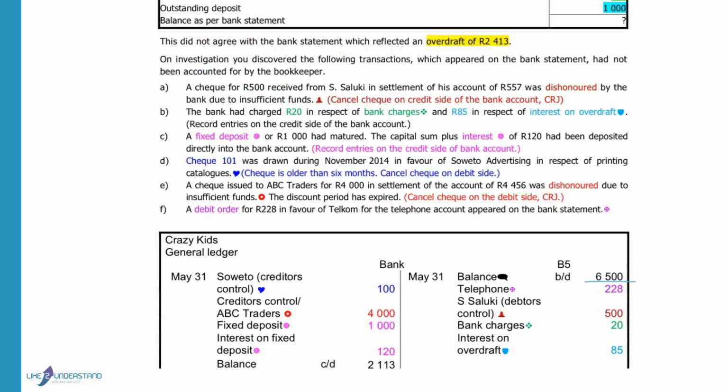This balance in the bank account, when he calculated the figures after he completed the bank recon, does not agree with the bank statement that reflected an overdraft of 2,413. So at the end of May, according to the bank statement, we have an overdraft of 2,413, and we will start our bank reconciliation statement with the 2,413.